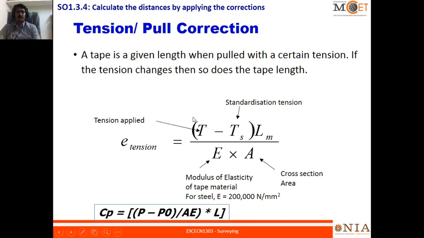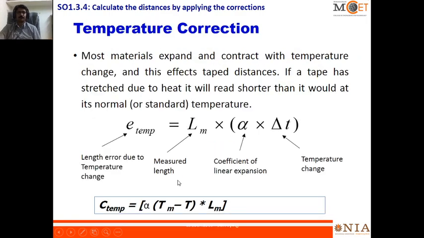This error also may be positive or negative. If the applied pull is high, the error will be positive and the correction will be negative. If the applied pull is less compared to the standard, the error will be negative and the correction will be positive.